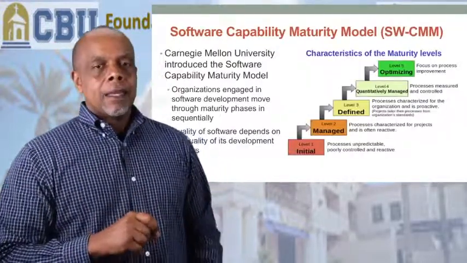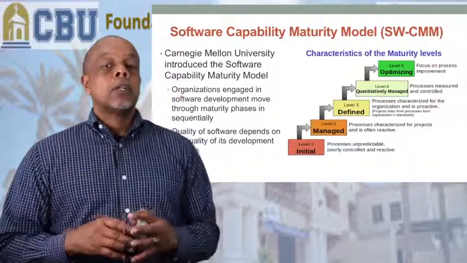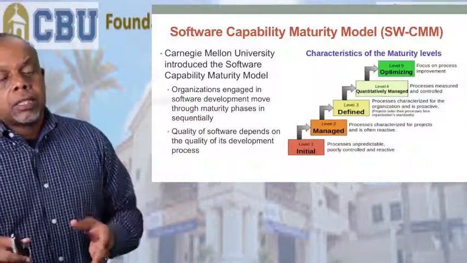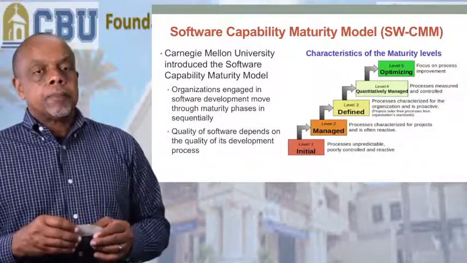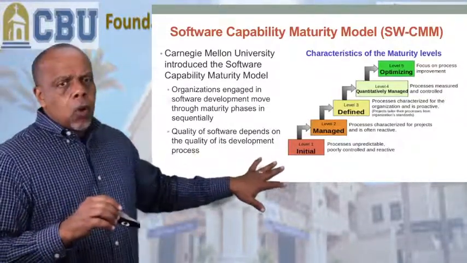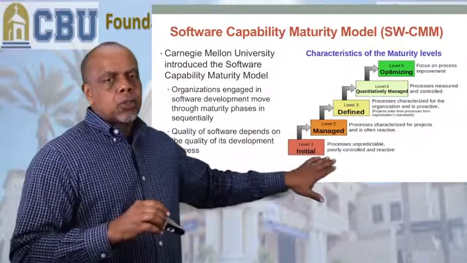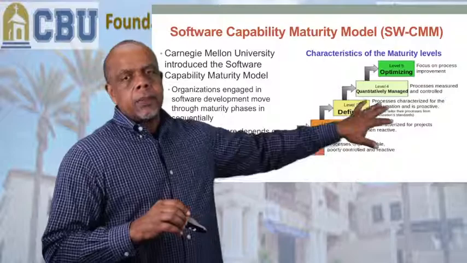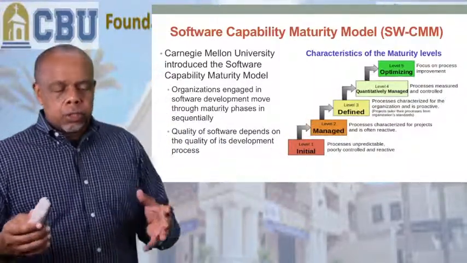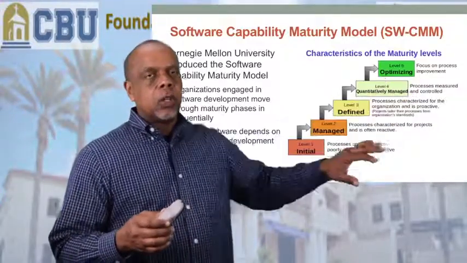All right. So let's take a look at our software capability maturity model. Carnegie Mellon University introduced this, SW-CMM. And what they are saying is that an organization's processes mature. There's a maturation process, and they broke these out into different levels. As you develop software within an organization, you move through these phases sequentially.